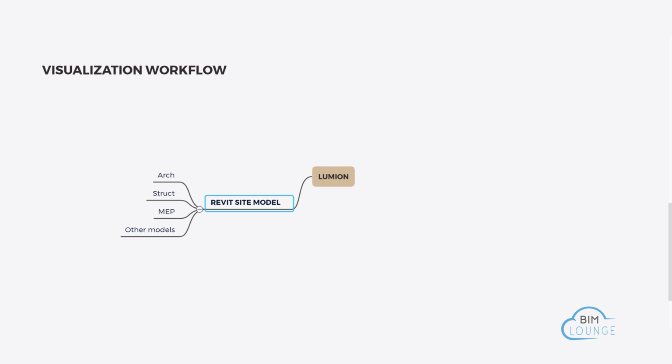So basically, all the models linked into a Revit site model, because that will give you the ability to do one export that has everything, including the site, into Lumion.